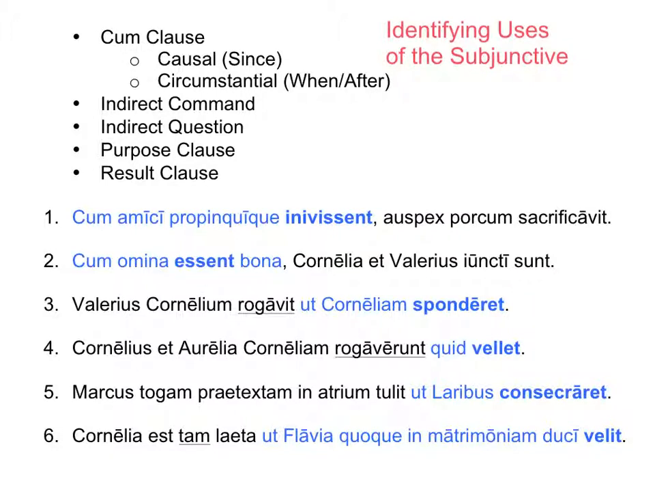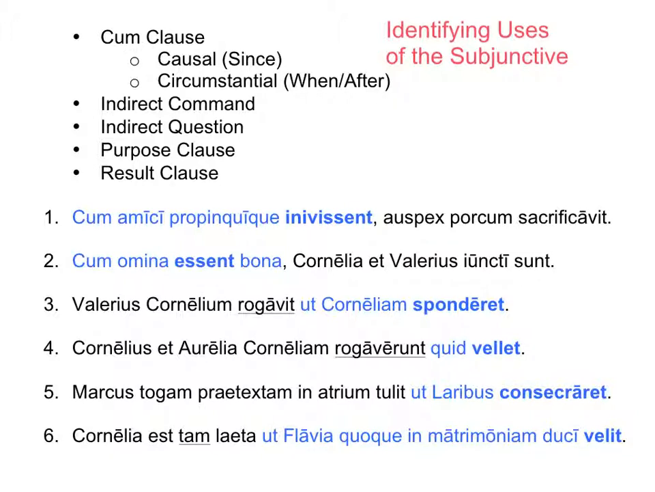In this video, I'm going to be covering ways to identify the use of the subjunctive. So it's really important that you're taking notes on this. You need these resources to be able to handle the subjunctive easily. So take notes on the kind of things that you're looking for when you see the uses of the subjunctive we now know: cum clauses, both causal and circumstantial, indirect commands, indirect questions, purpose clauses, and result clauses. So please take notes in your notebook and bring them with you tomorrow. This will be like a helping guide to help you deal with the subjunctive.